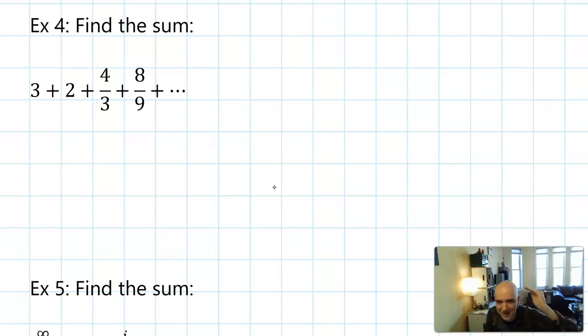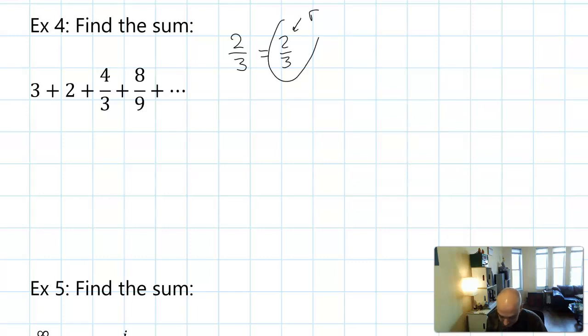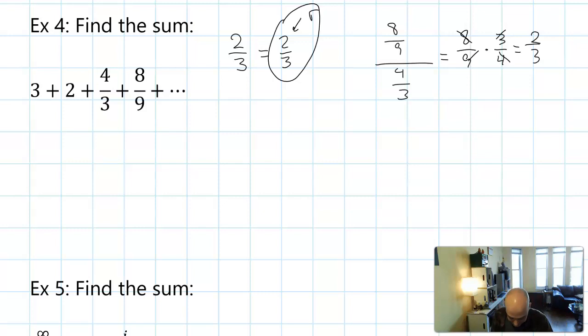Remember, you can just take any consecutive terms and divide them to find the ratio. So 2 over 3, right? The second term divided by the first term is 2/3. That's our ratio. Let's check though. We can do 8/9 divided by 4/3. We should get 2/3 again, but let's just double check. Oh yeah, those reduce to 2 and those reduce to 3. So we do get 2/3. So the ratio is 2/3, and our first term is 3.